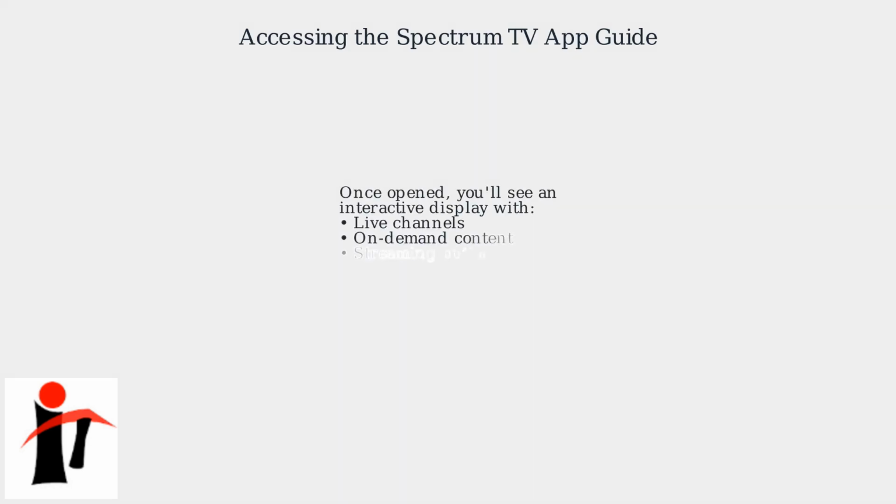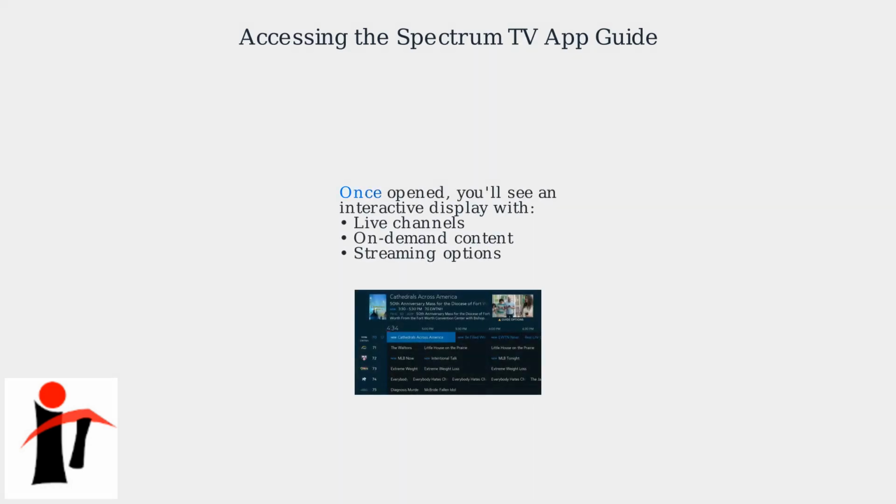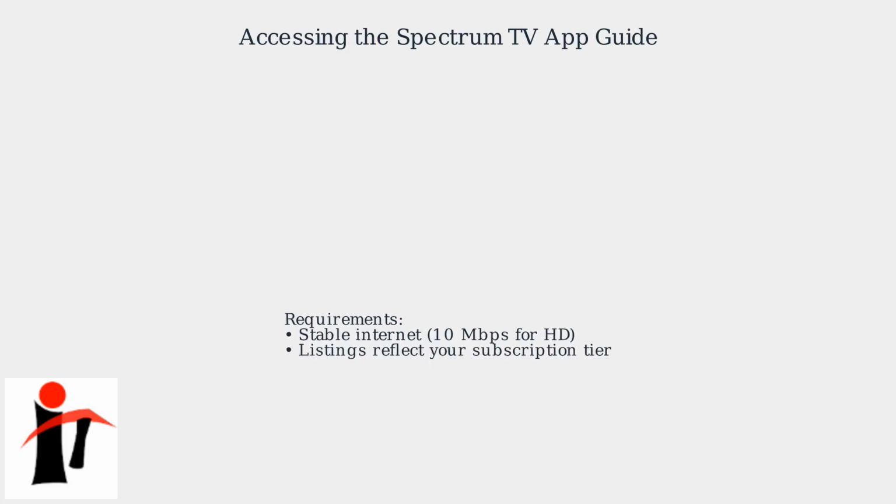Once opened, you'll see a display mimicking a traditional TV guide, but with interactive elements. It lists live channels, on-demand content, and integrated streaming options like Hulu and Netflix if you subscribe to those services. Channel listings are updated dynamically, reflecting your current subscription tier. Make sure you have a stable internet connection of at least 10 Mbps for optimal HD viewing.